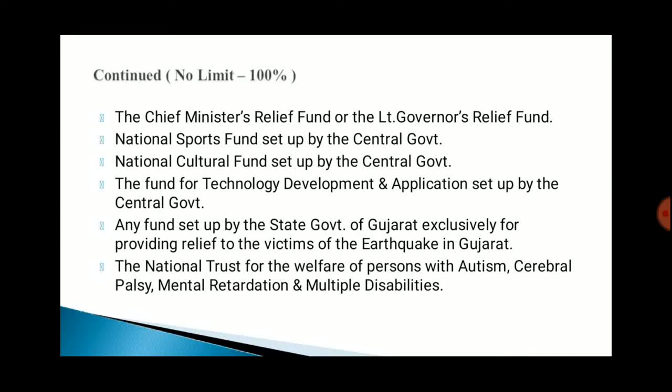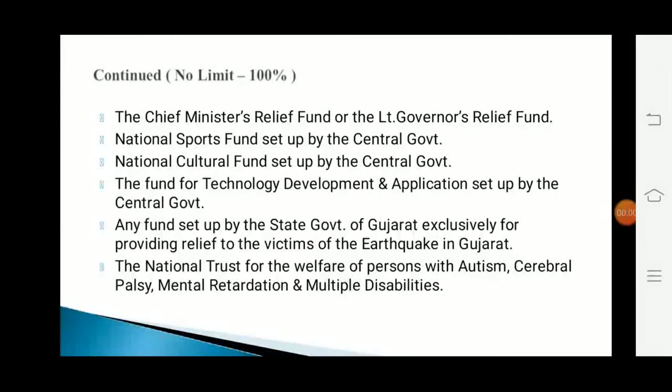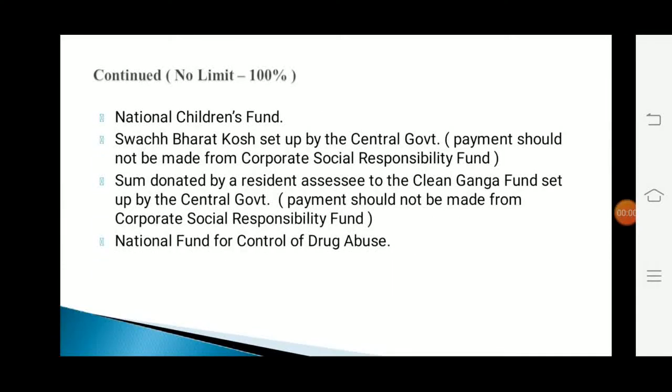The Chief Minister's Relief Fund or the Lieutenant Governor's Relief Fund, the National Sports Fund set up by the central government, the National Cultural Fund set up by the central government, the Fund for Technology Development and Applications set up by the central government, any fund set up by the state government of Gujarat exclusively for providing relief to the victims of the earthquake in Gujarat, the National Trust for the Welfare of Persons with Autism, Cerebral Palsy, Mental Retardation and Multiple Disabilities.